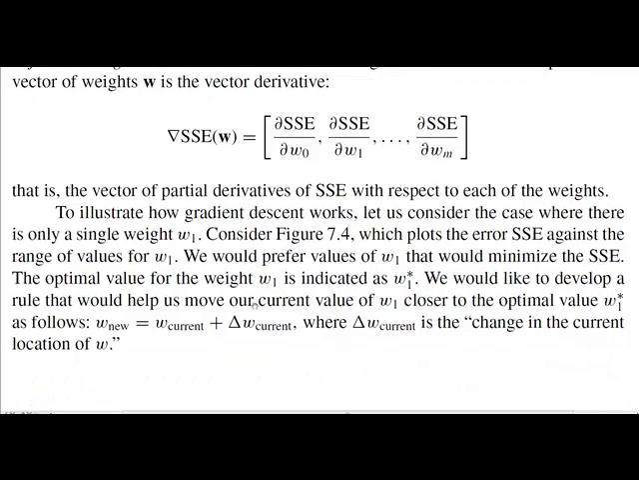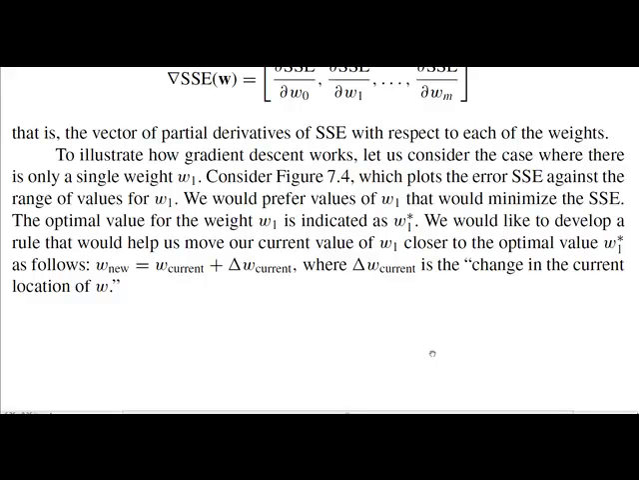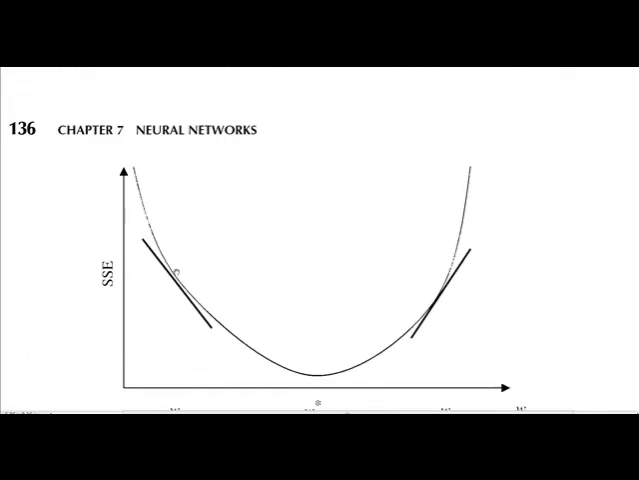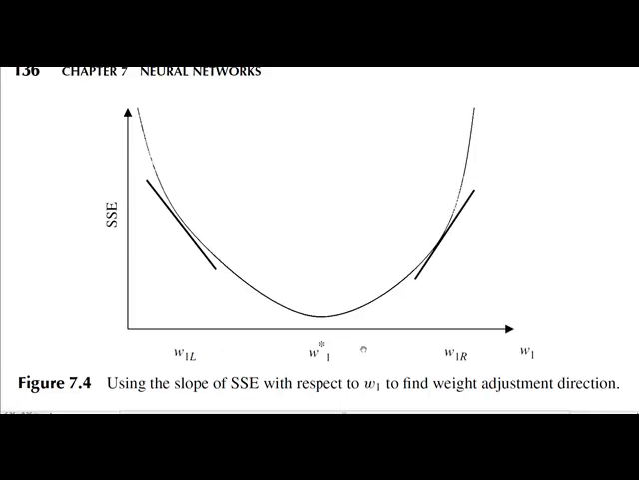To illustrate how the gradient descent works, let us consider the case where there is only a single weight, W1. Let's make it really simple. Instead of having many weights, suppose we just had one weight. Consider figure 4, which plots the error SSE against the range of values for W1. Remember that we want to choose the weights so that we minimize SSE. SSE depends on the weights, so this figure plots the SSE against the range of values for W1. Depending on what W1 is, you're going to get a different SSE, and that's shown here. If it's down here, or over here, we expect SSE to vary.